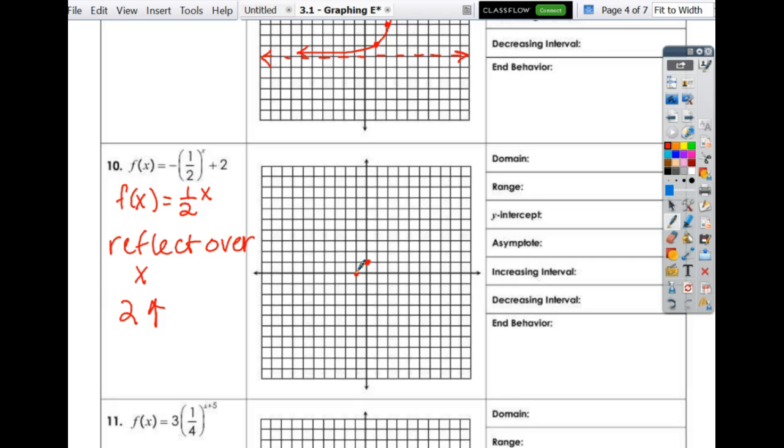So next, my asymptote was at y = 0. But I have to move it up 2. So here's the asymptote. And here is my graph.